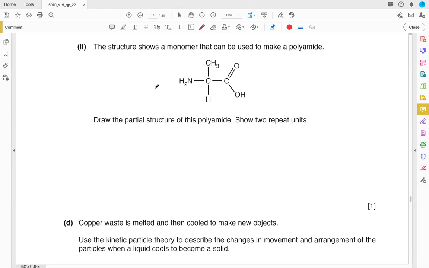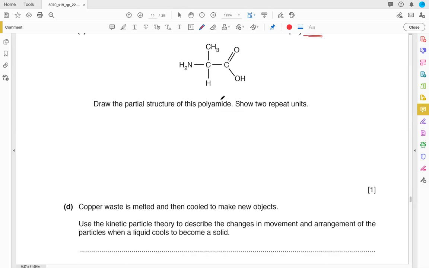Clothes. Structure shows a monomer that can be used to make a polyamide. Interesting. We want to make polyamide. All right, draw the partial structure of the polyamide. So just notice where you have to join it from. So remember that polyamide simply means you want amide linkage. Amide linkage involves C double bond O on one side and NH on the other side. In other words, you basically have to just remove water. So there is OH from here that will remove and 1 hydrogen from here.